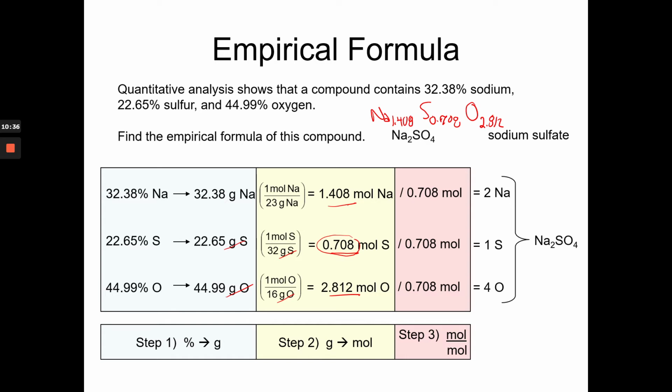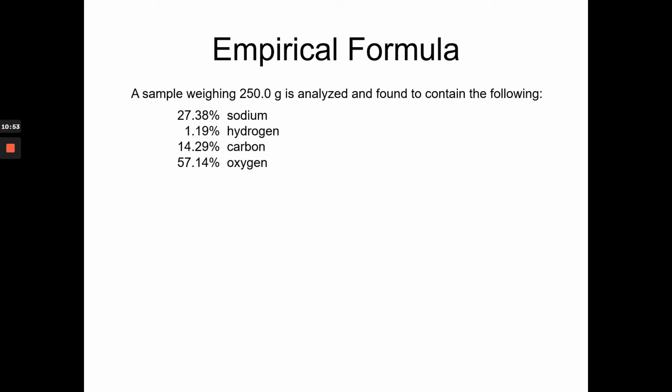The steps are outlined on the bottom of the slide. Step 1, percent to grams. Step 2, grams to moles. And step 3, divide by the smaller number of moles. Now, of course, there's some other little small things that I'll share with you that'll make it a little bit more complicated, but this is the basics of what we're going to be doing.